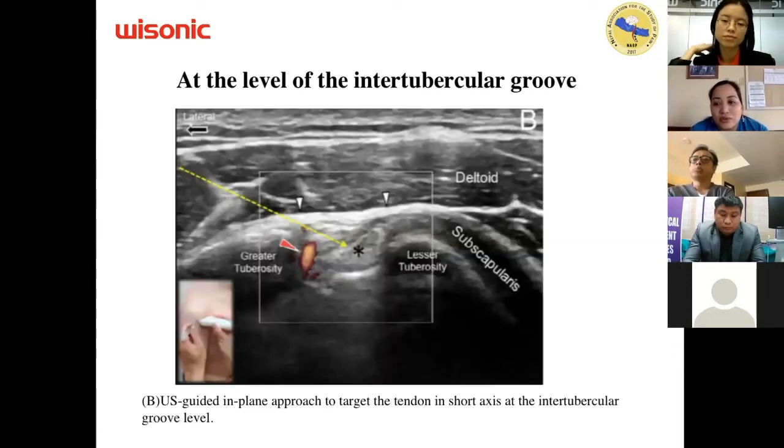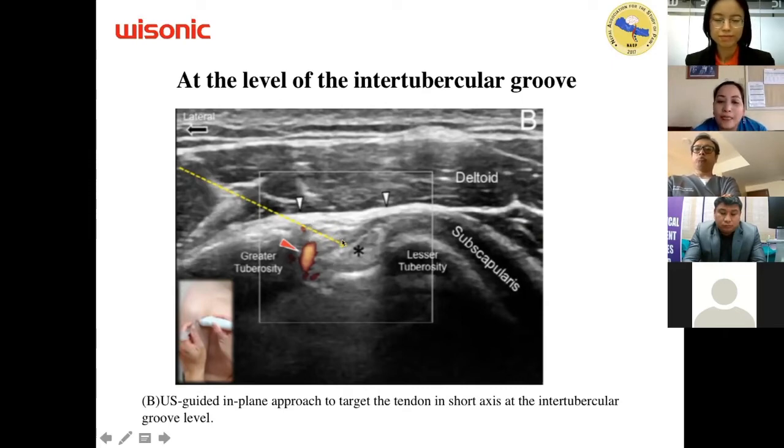So at the level of the intertubercular groove, this is the biceps tendon. This is the greater tuberosity, lesser tuberosity. So this is the lateral part and this is the medial part. Our needle will come from the lateral side to the medial side. We should always do a color Doppler before putting our needle in to detect the ascending branch of the anterior circumflex humeral artery, which just lies in the same space. So your needle should avoid puncturing through that artery. And then you puncture the tendon sheath and inject around the tendon sheath. This is the in-plane approach. You can see in the inset, the alignment of the needle and the probe.